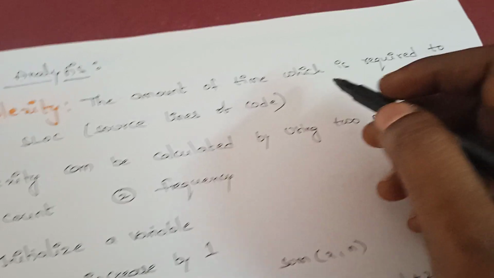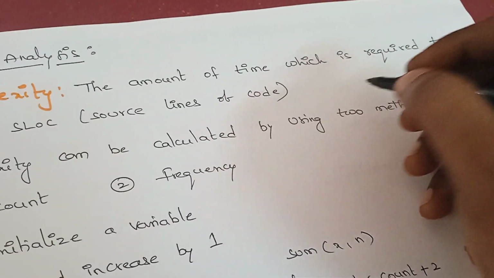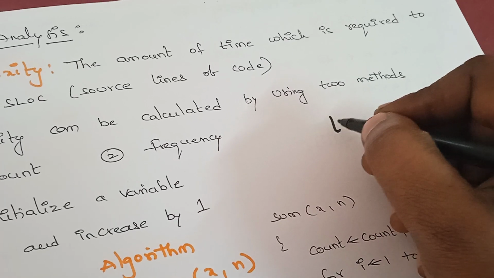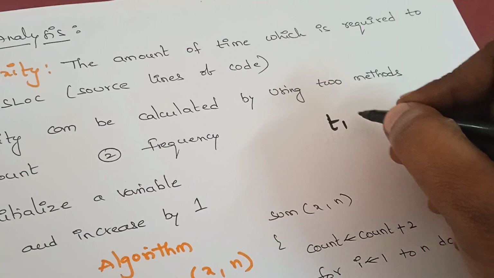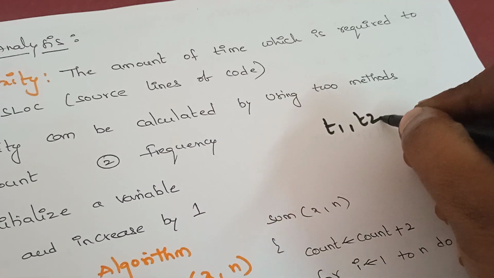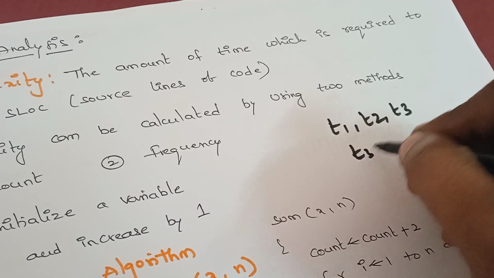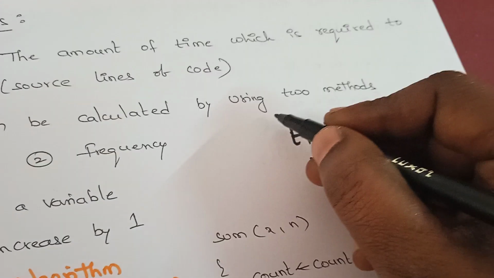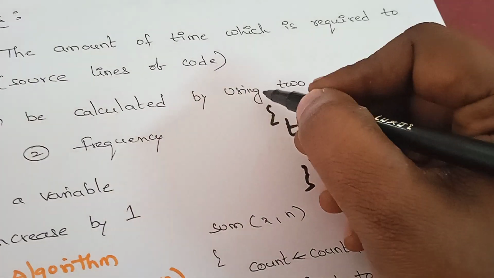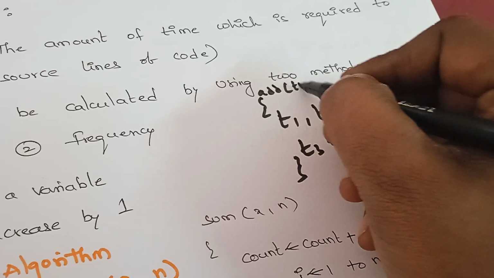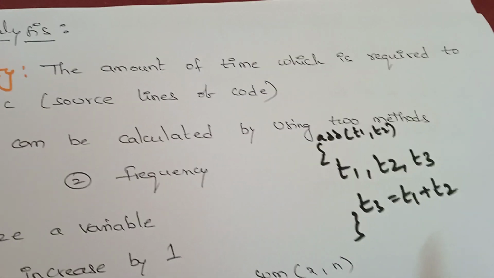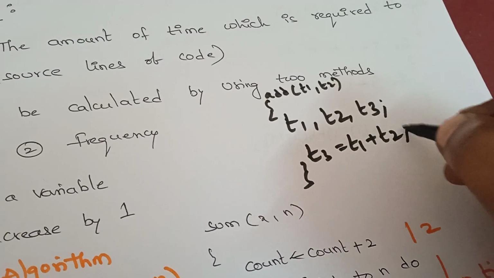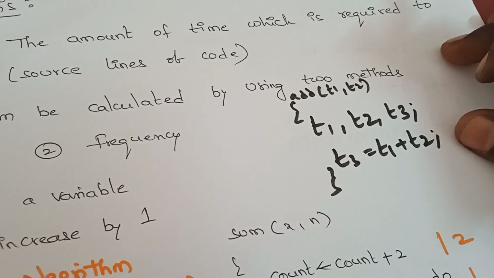Okay, if I'm writing a program, let's take the example of a program to add two numbers. I'll take two numbers, t1 comma t2. Now I'll take one more number, t3. Now t3 is equal to t1 plus t2. Fine, so this is the algorithm to add two simple numbers. So algorithm add t1 comma t2. This is my algorithm, and it solves the problem of adding two numbers.